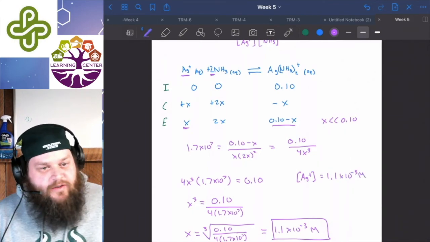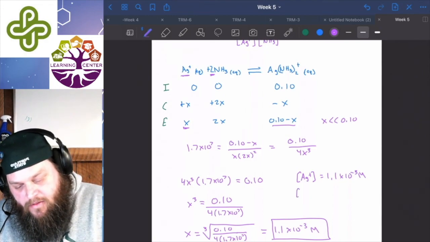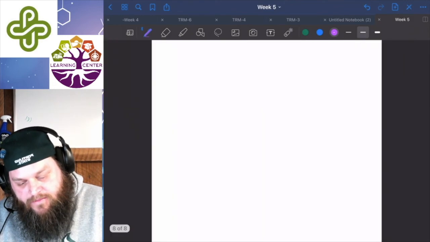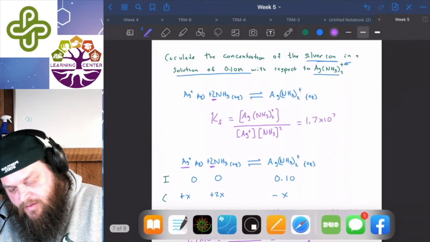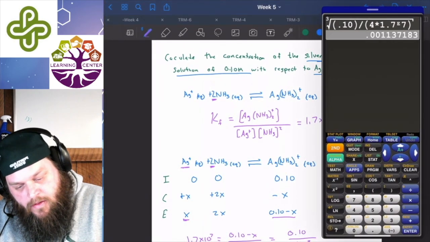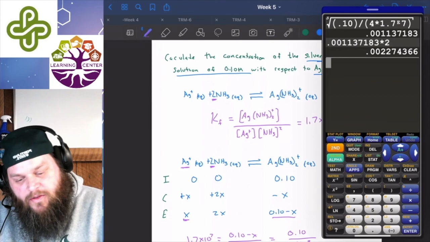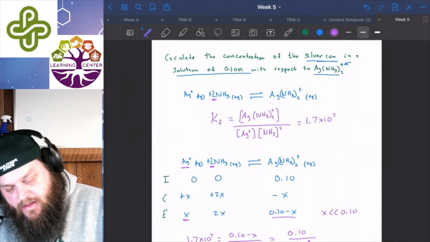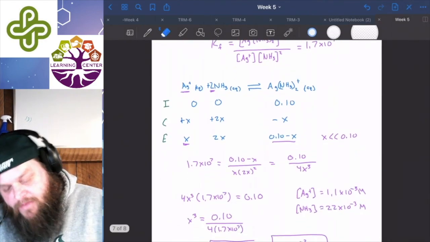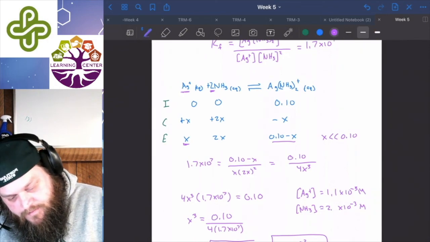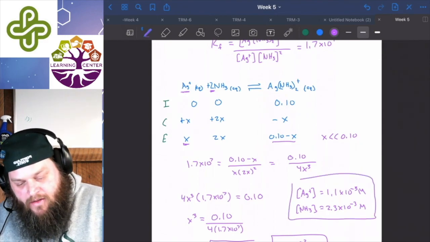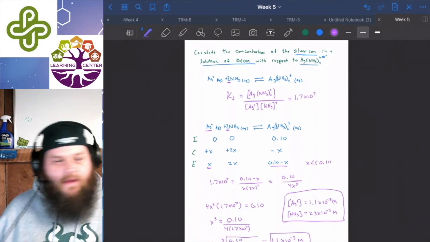If we wanted to find the concentration of ammonia, we can just double that. So concentration of NH3 would equal 2.2 times 10 to the negative 3 molar. Let me verify that. This value times 2, 2.2. This is one of those cases where it's actually more like 2.3 because of the sig figs. So I'll fix that. And there we are. Those are the concentrations that they would be at. They only really asked for the silver, but might as well go the full way at that point.